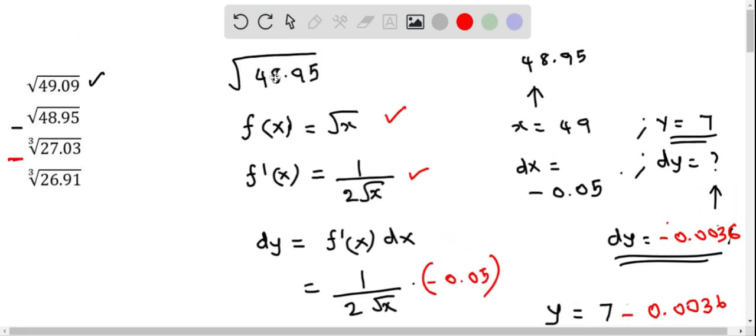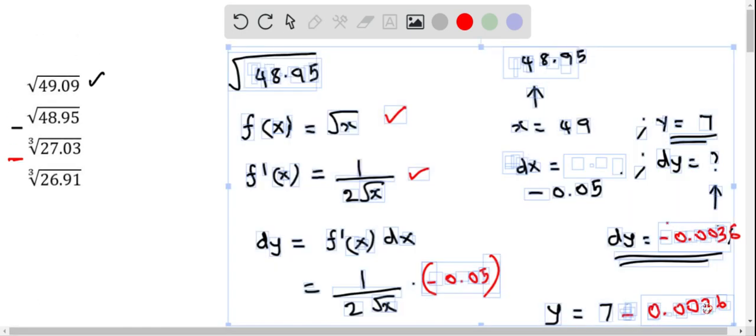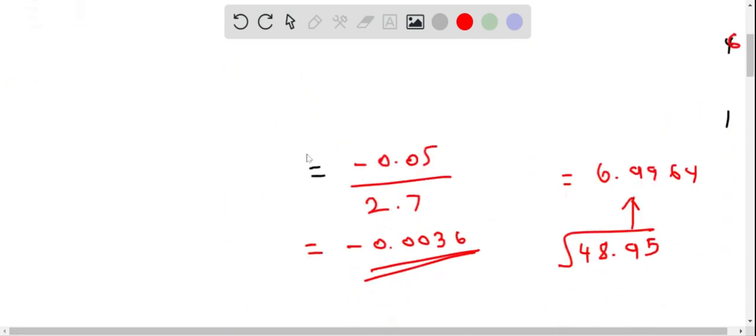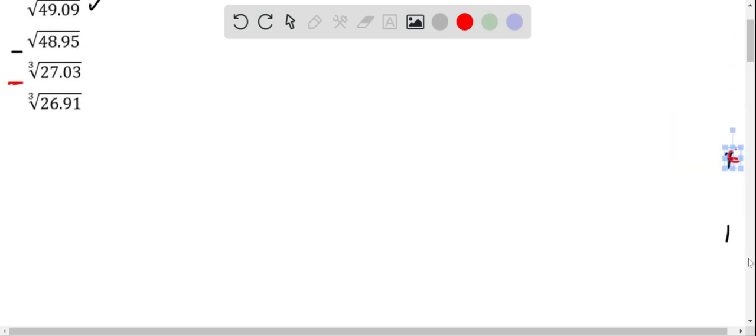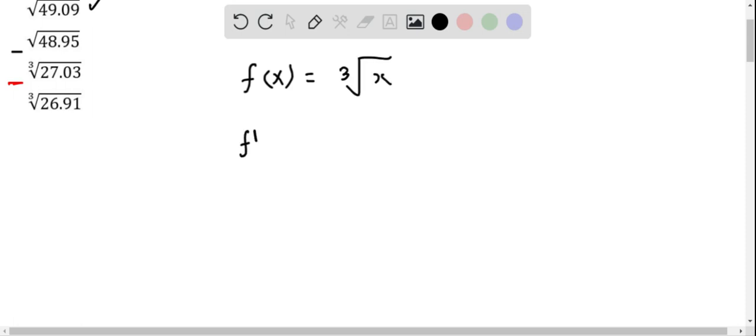So let me completely remove this because this is a little bit different. Here, this time we are going to find the cube root of 27.03. So the function and dy, everything is changing. So we can start over. We say that f of x equals cube root of x. Therefore, f prime of x, which is the derivative of f of x, we can write down as x power 1 by 3.